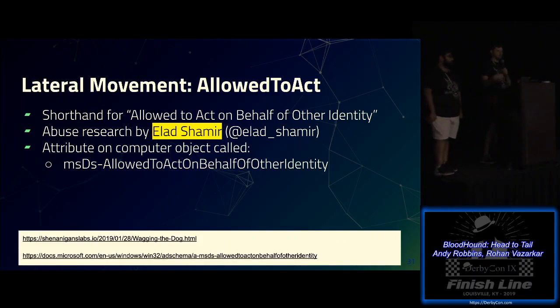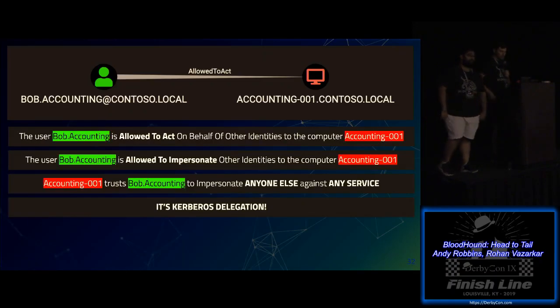So, Allowed to Act. This is shorthand for allowed to act on behalf of other identity. Clear as mud, right? So this is based on original abuse research by Elad Shamir. There's his Twitter handle right there. And then this research that Elad put out was made practically abusable by Will Schroeder using Rubeus. So this comes from an attribute on the LDAP object, and the name of that attribute is msDS-AllowedToActOnBehalfOfOtherIdentity. Everybody got it? All right. There's some resource links at the bottom as well, and the deck is obviously going to be available after the talk.